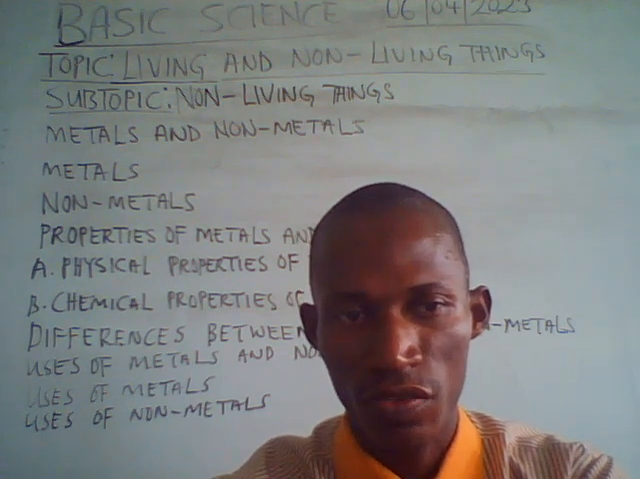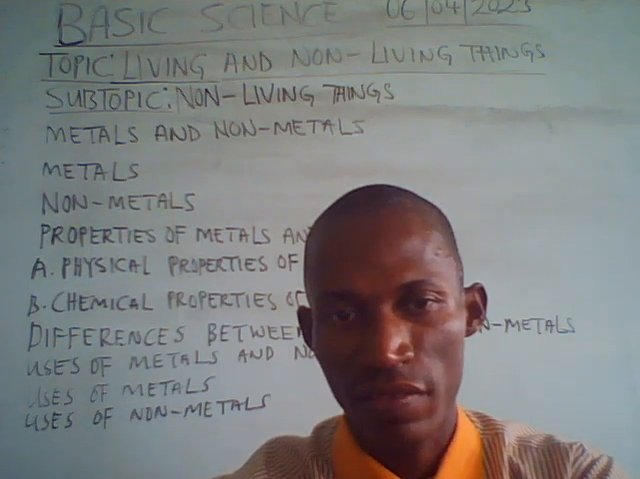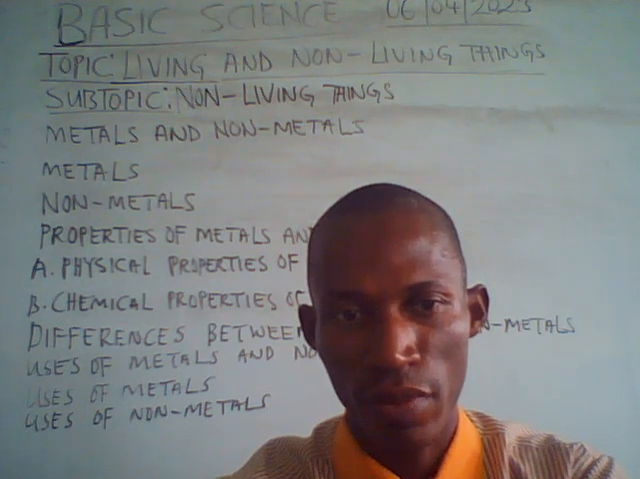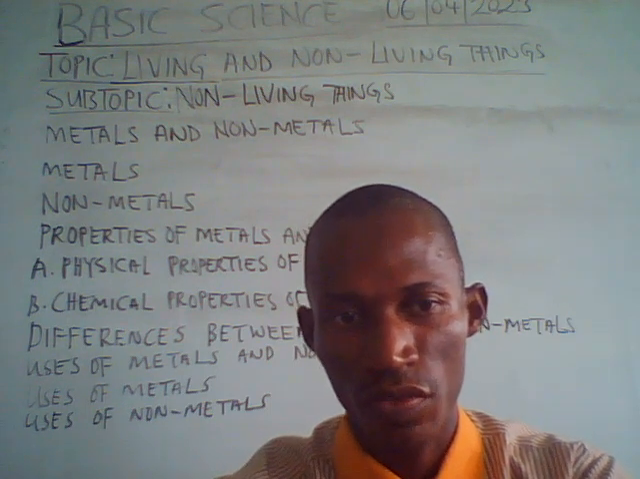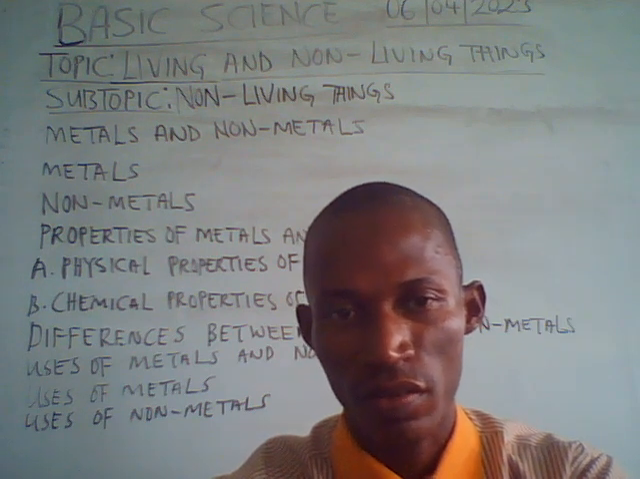The fifth one is melting and boiling point. Metals in general have high melting and boiling points. Non-metals have low melting and boiling points. The sixth one is malleability. Metals are generally malleable while non-metals are not malleable. The seventh one is ductility. Metals are generally ductile and non-metals are non-ductile.